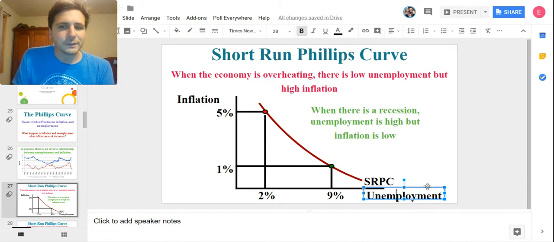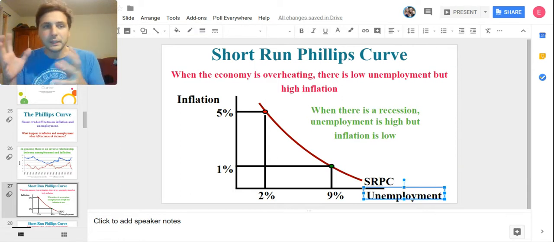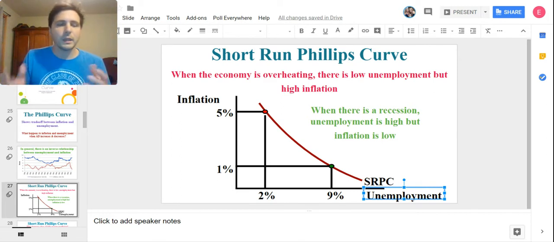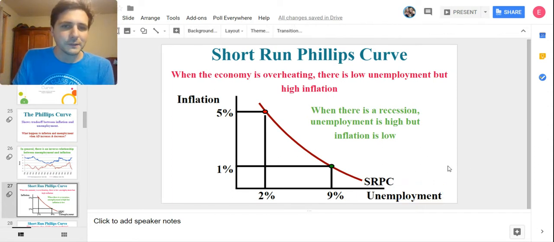And then our x-axis is unemployment. Also, that should make a little bit of sense to you, right? GDP is on our x-axis. When GDP rises, unemployment falls. So it's still kind of connected to the same axis. That would make some sense.